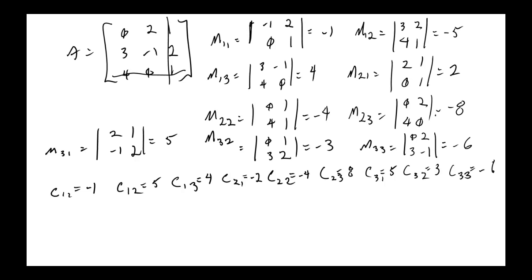All right, let's see how the book did. M11, they got a -1. 1-2, they got a -5. 1-3, they got a 4. 2-1, they got a 2. 2-2, they got a -4. 2-3, they got a -8. 3-1, they got a 5. 3-2, they got a -3. And 3-3, they got a -6. Good for them. So the cofactors were -1, 5, 4, -2, -4, 8, 5, 3, -6. Yes, they got them right. Good for them.